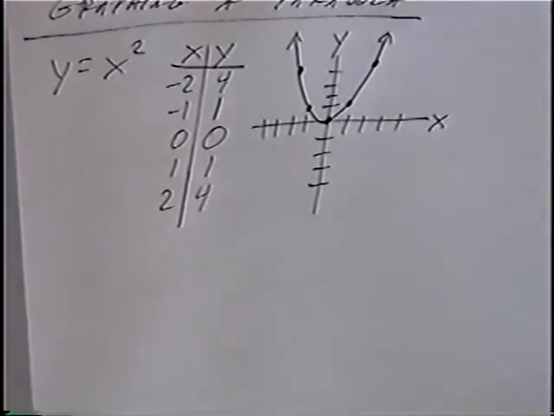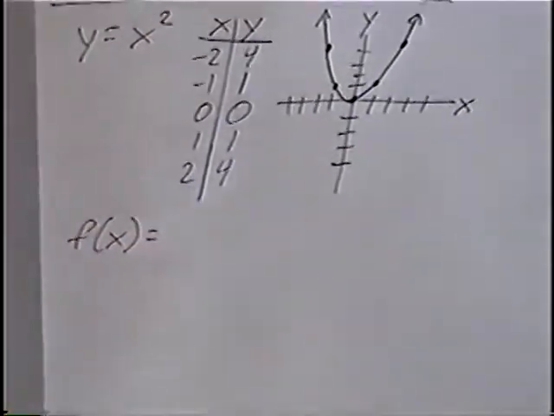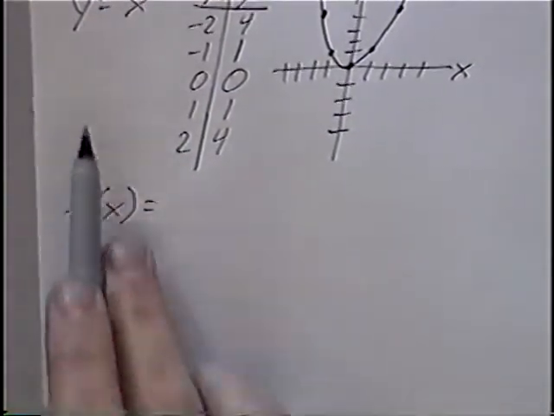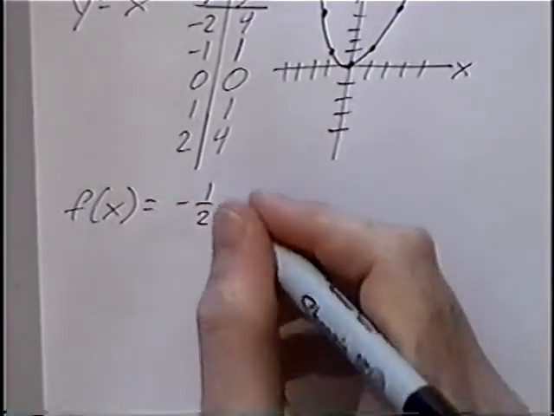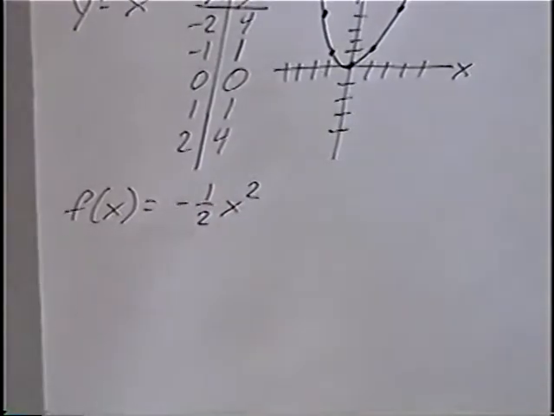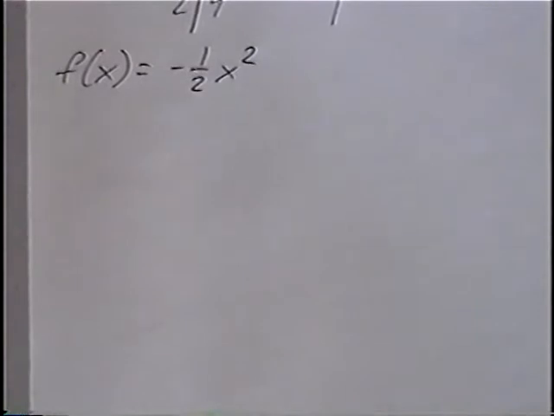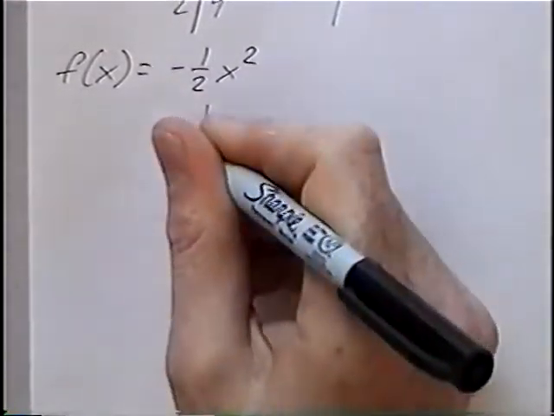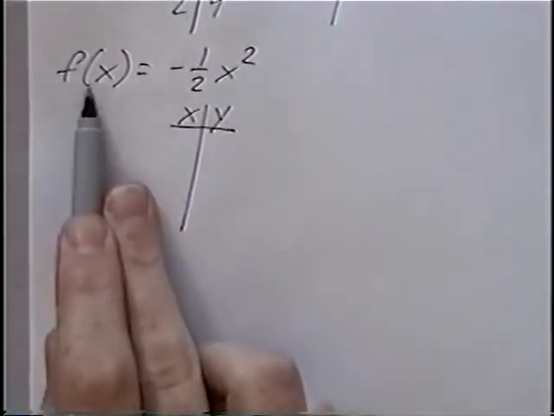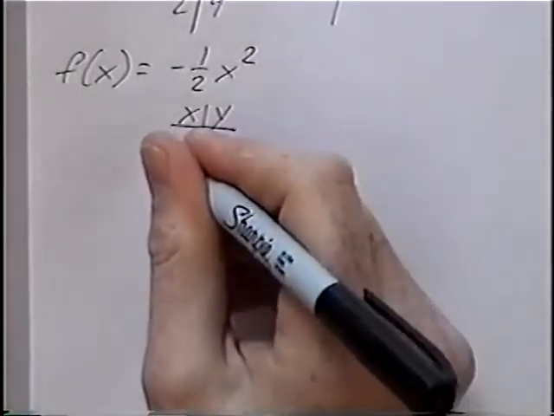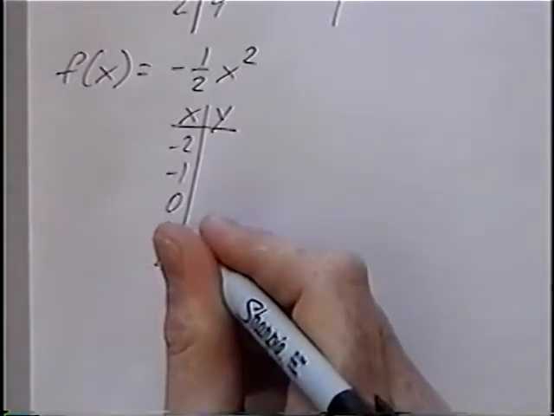Next question and final graph for this section is f parentheses x, also read out loud as f of x. It's a fancy term for y. And the equation is -1/2 x squared. Same steps we had before. We'll do a t-table, x and y. Y again is the same thing as f parentheses x. And we'll use the same numbers, -2 down to +2.